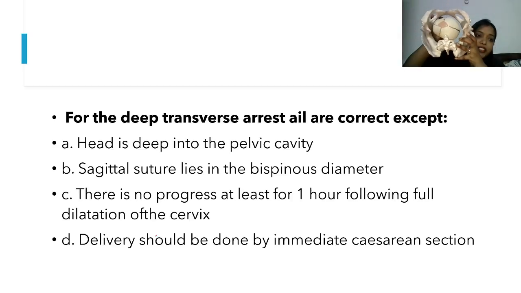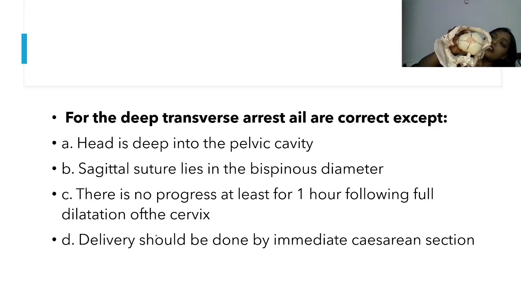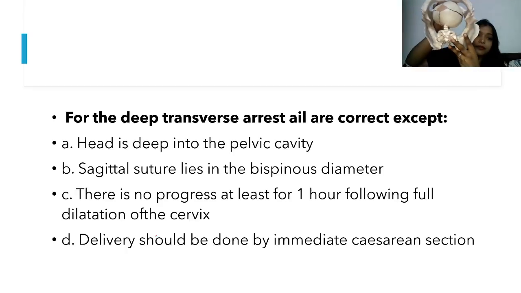So in the deep transverse arrest, your sagittal suture is in the bispinous diameter. So basically your occiput is in the transverse line. So this is correct. Head is deep into the pelvic cavity. Yes, it is in the cavity, deep in the pelvic cavity. Second thing is sagittal suture is in the bispinous diameter is correct. Sagittal suture will be between two ischial spines. So that is correct, right?